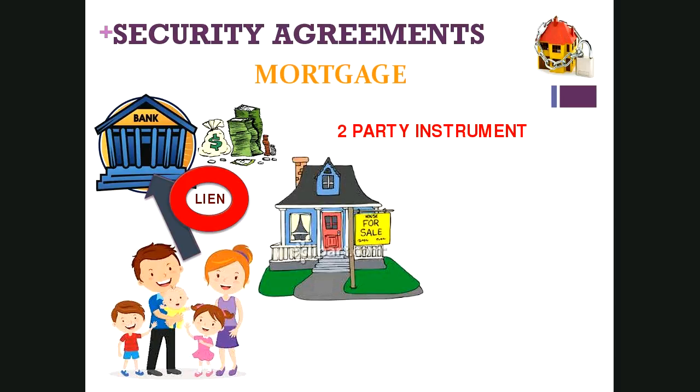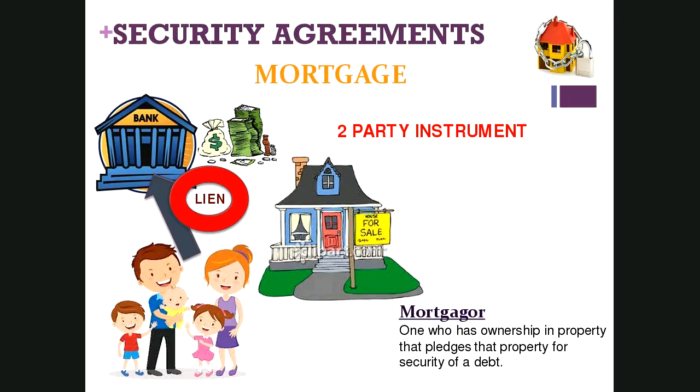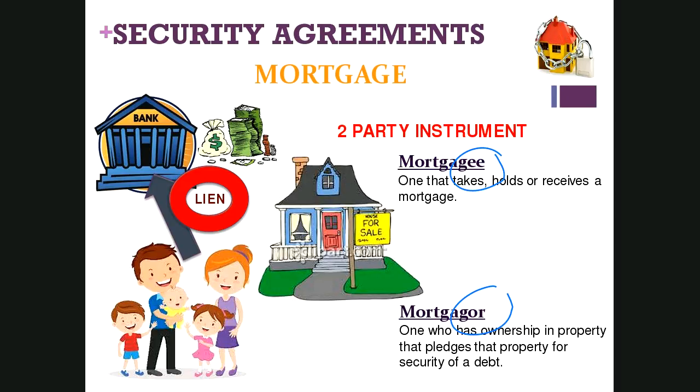So the mortgage, the document mortgage, is a two-party instrument. So the borrower and the lender. The borrower is called the mortgagor. This is the one who has ownership in the property and puts it up for collateral. And the other party is the mortgagee. This is the one that receives the mortgage. And once again, you'll remember our old friends EE and OR, right? The mortgagor is giving, the mortgagee is receiving the mortgage.